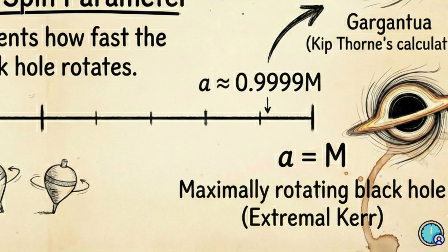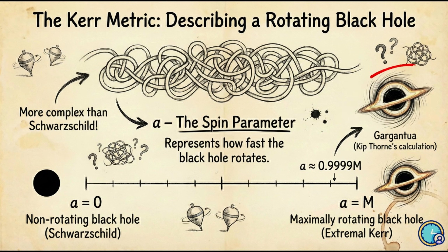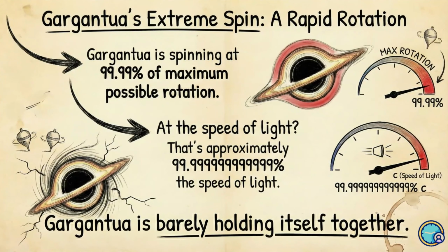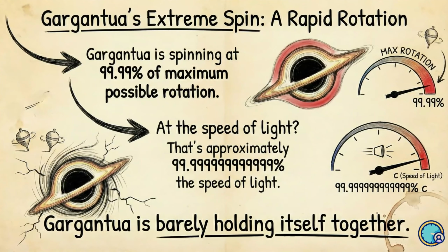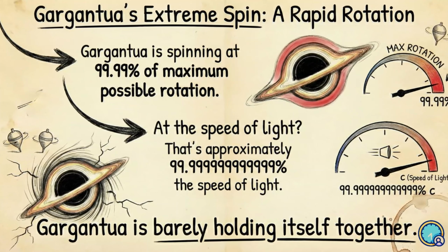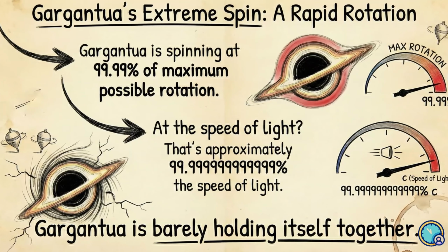Thorne calculated that Gargantua has a spin parameter of approximately A equals 0.9999 M. That means Gargantua is spinning at 99.99% of maximum possible rotation. At the speed of light, that's approximately 99.9999999% the speed of light. Gargantua is barely holding itself together.